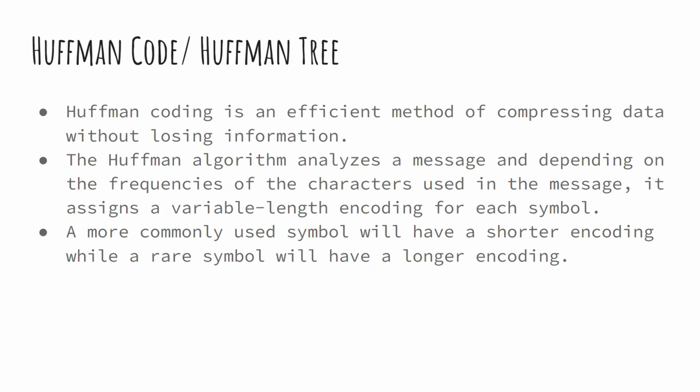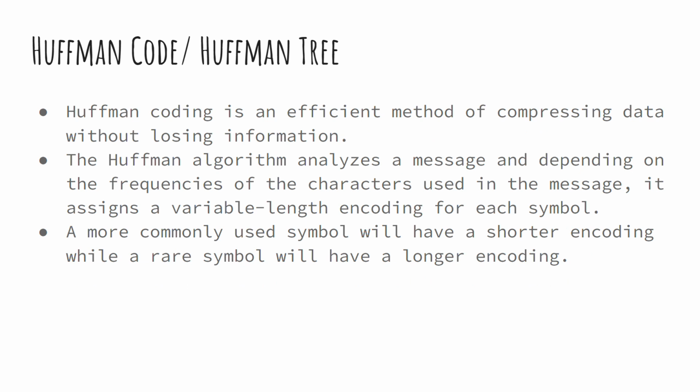Okay, let us look at one more example of a greedy algorithm in detail. Another example of greedy algorithms is the Huffman code or Huffman tree. Huffman coding is an efficient method of compressing data without losing information. What the Huffman algorithm does is it analyzes a message, and depending on the frequencies of the characters used in the message, it will assign a variable length encoding for each symbol.